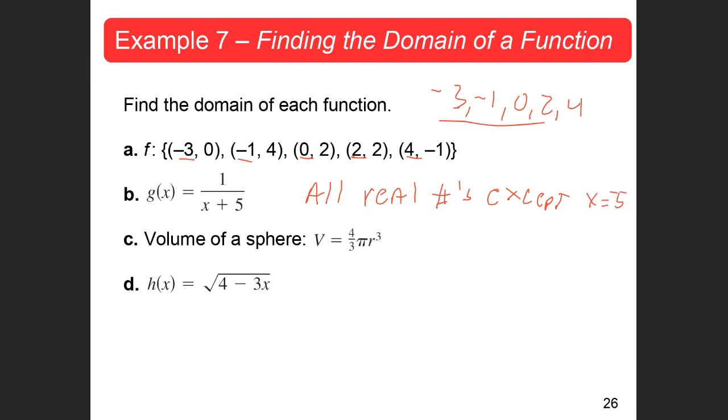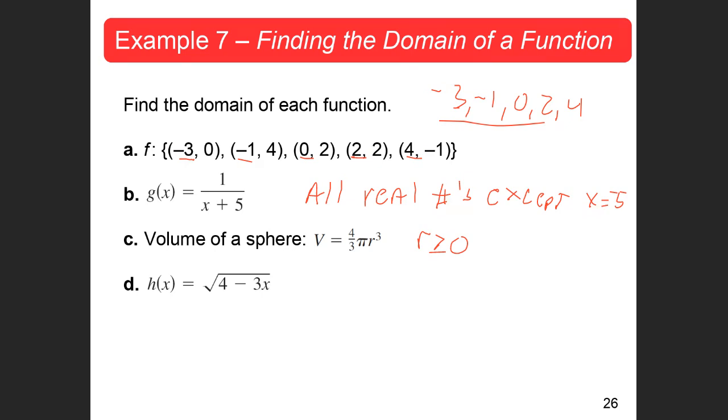Volume of a sphere. Well, a radius has to be positive, so I would say r is greater than or equal to 0, because you can't have a negative number here, because we're talking about the volume of a sphere. A sphere can't go inside of itself. So that one's kind of a thinking type problem. I mean, you can't have a negative volume. So I would just say r is greater than or equal to 0.